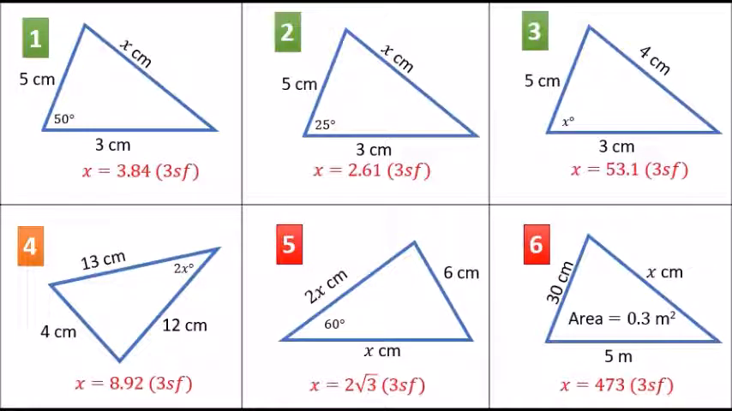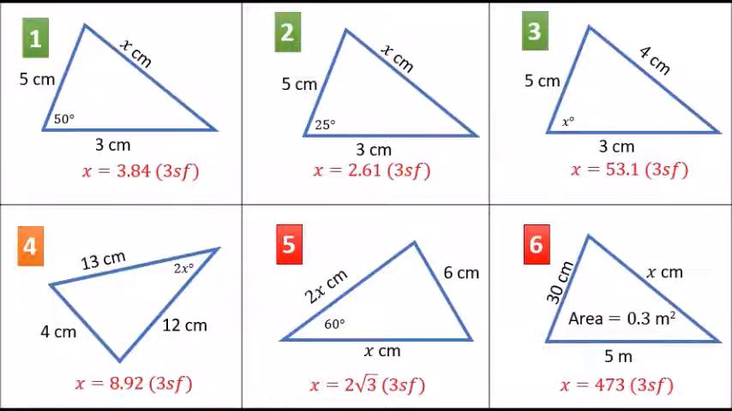So here are the answers to those questions. Question 1 and 2, you're just finding the side C using the cosine rule. Question 3, you're just finding the angle C using the cosine rule. Question 4, it works in the same way as question 3, except you have to halve your answer at the end because you end up with 2x.